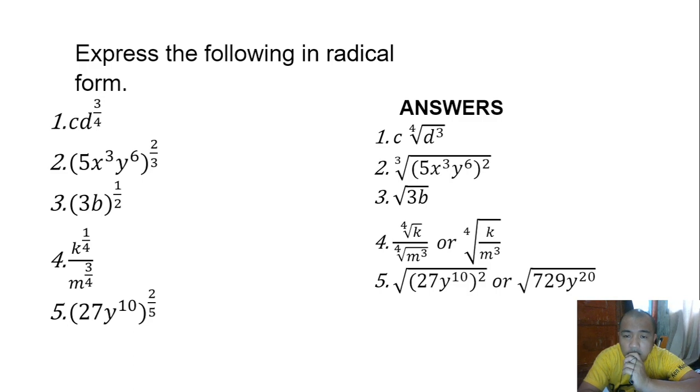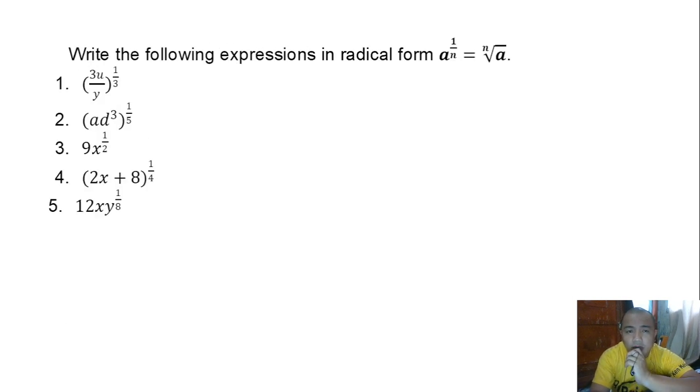Yes, we forgot to write the index, which is 5. So the answer should be the fifth root of 729 y raised to the 20th power. Okay. Next, write the following expressions in radical form. A raised to 1 over n equals the nth root of a.